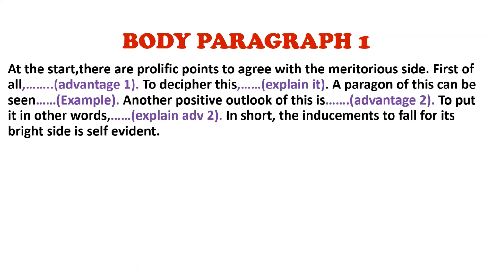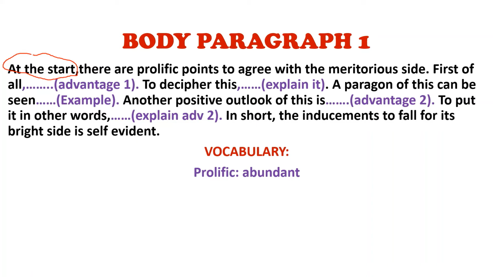So this is what we are going to include in our advantage paragraph. At the start, as I always say, start your paragraphs with phrases. Don't start with firstly, furthermore, moreover, however; don't start with words, start with phrases. At the start: there are prolific points. Prolific points means numerous, abundant. There are various, abundant points to agree with the meritorious side. Meritorious side means the merits side, the advantageous side. So this is my topic statement, which clearly says this paragraph is going to talk about the advantages.